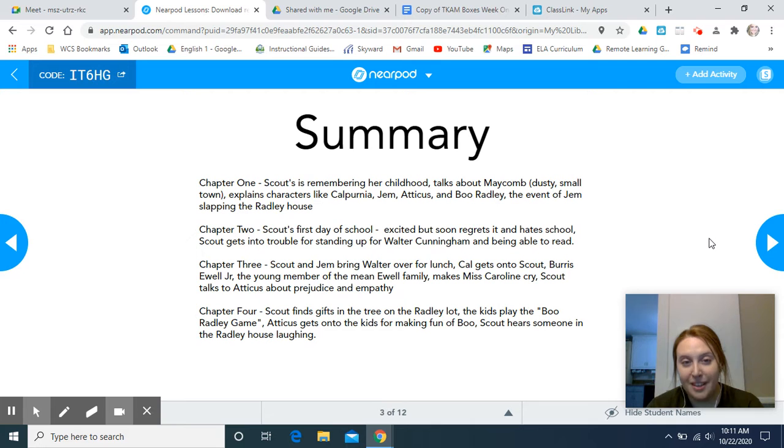Scout was trying to explain this to her teacher, and Miss Caroline gets embarrassed and gets onto Scout for embarrassing him in front of the class. Scout, again being naive, is like, oh, this is all Walter Cunningham's fault, and gets onto him and starts beating him up a little bit. And that's the beginning of chapter 3.